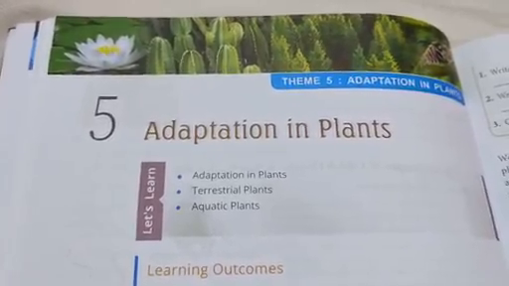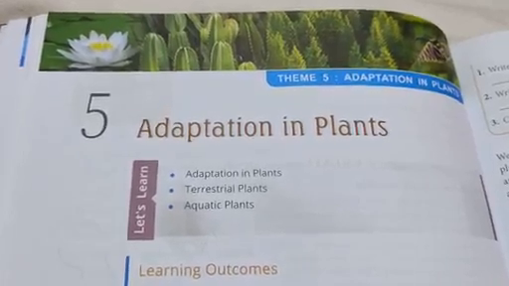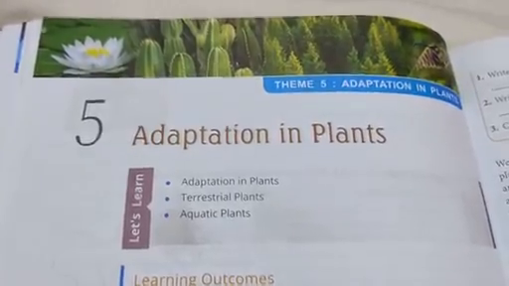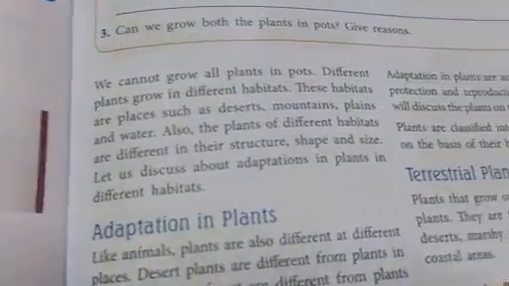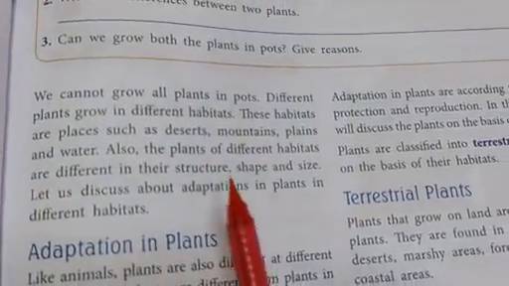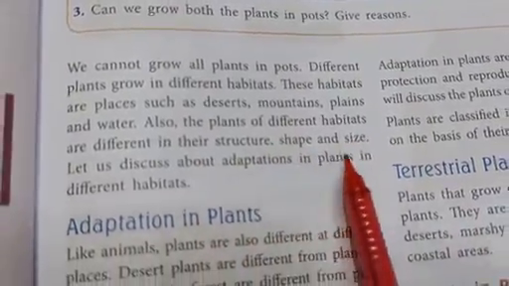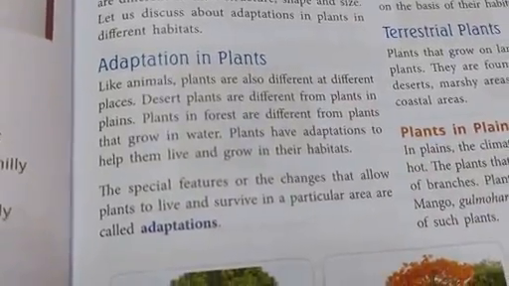And different plants have different habitats because of the differences in their structure, shape and size. So children, plants of different habitats are different in their structure, shape and size. Now let us see adaptation in plants.